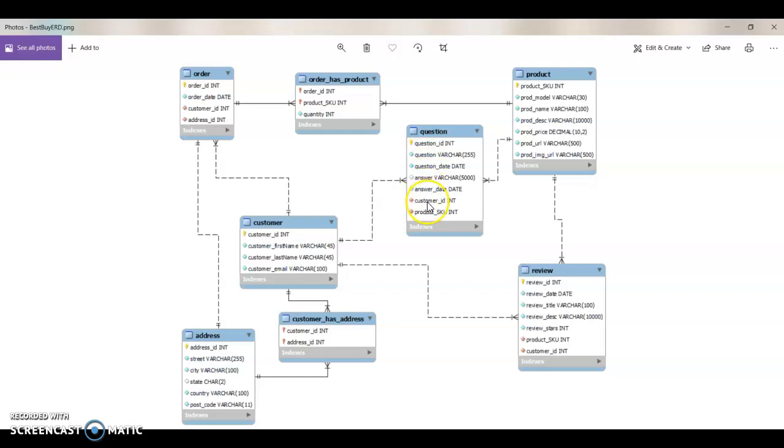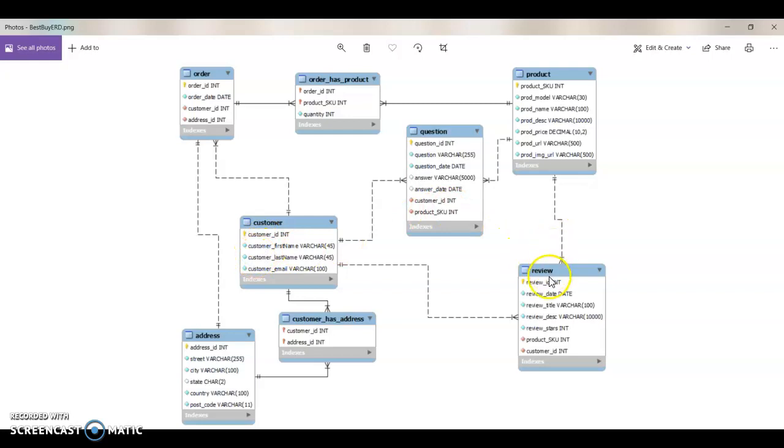And then it has a couple of foreign keys in here, of the customer and the product, because each question should be related to a product and a customer. And those relationships would be one-to-many and one-to-many. Each product could have many questions, each customer could have many questions, but each question should really be about one product and each question should really be from one customer.